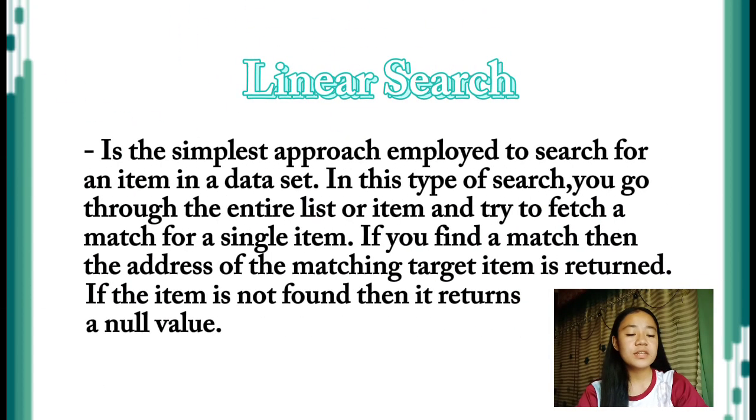So, linear search is the simplest approach employed to search for an element in a data set. In this type of search, you go through the entire list or item and try to fetch a match for a single item. If you find a match, then the address of the matching target item is returned. Then if the item is not found, then it returns a null value.